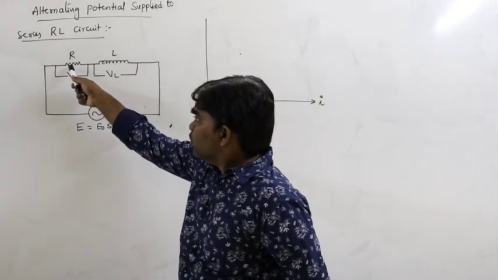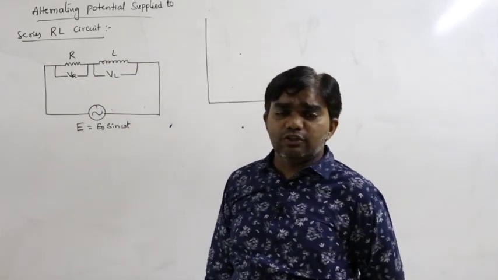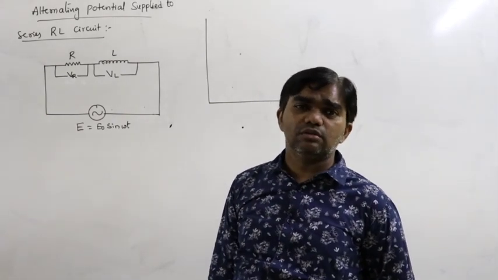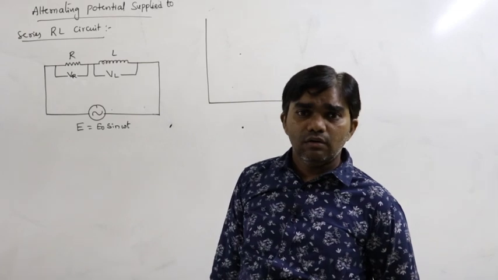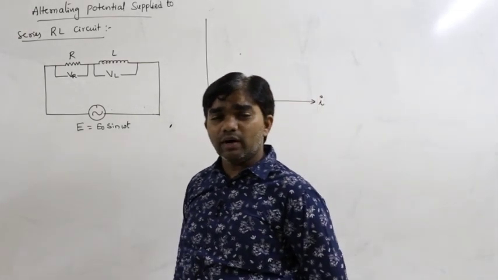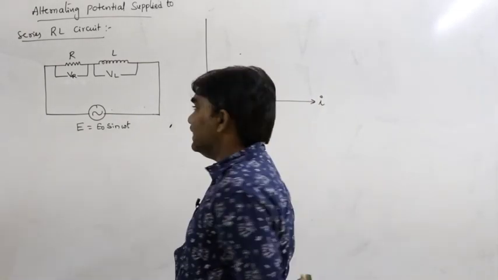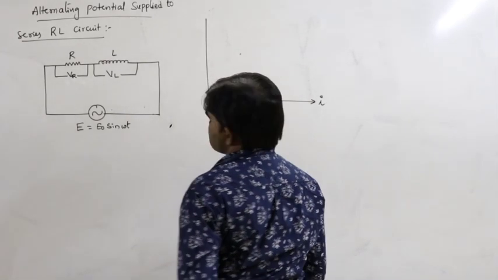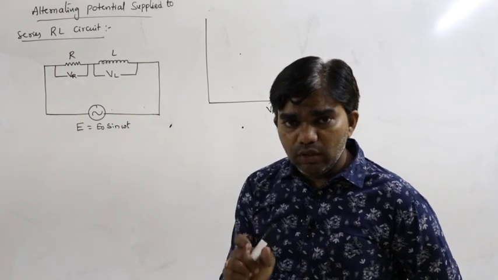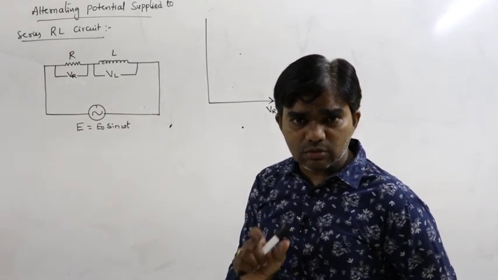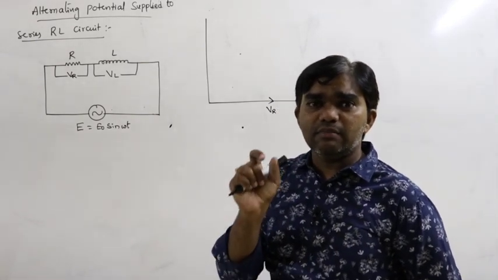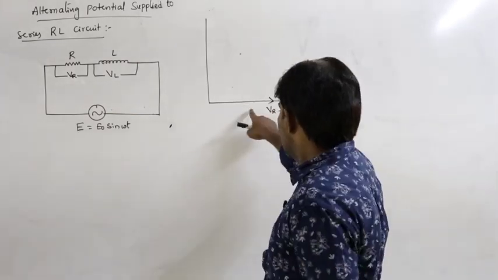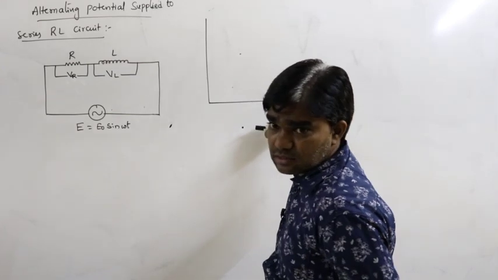Now if only a resistor is connected in the circuit, what happens? The EMF and current must be in phase. That means the phase difference must be 0. So that's why I am representing VR like this.